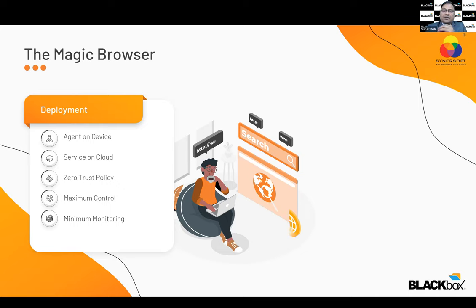So it gives you maximum control and you don't have to really monitor it, minimum monitoring, because you are sure that you have an agent installed. If the agent is installed, the policies are made on the cloud and that agent inherits those policies. And what are those policies? Those policies are actually conveying the list of websites the user can access.